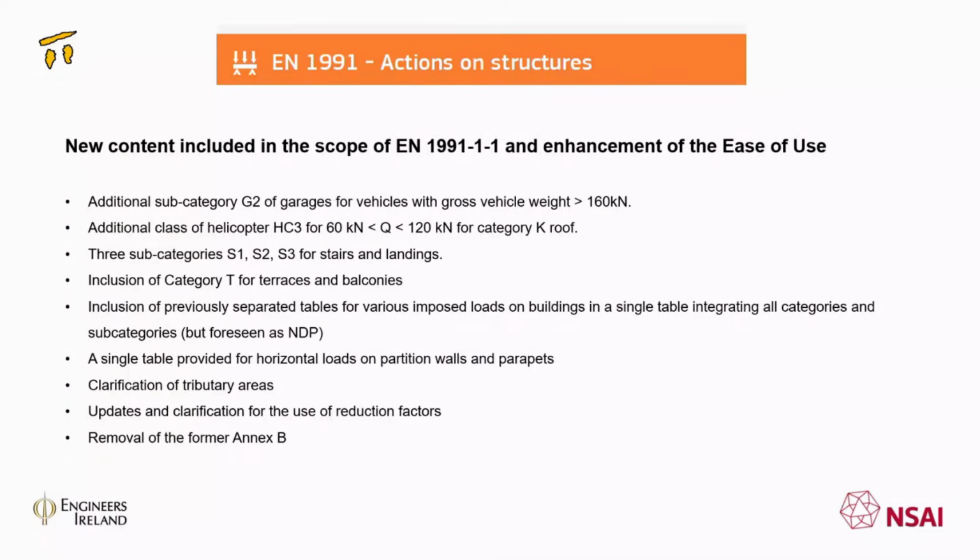So as I said earlier, there had been two tables dealing with imposed loads in buildings, but these have been amalgamated to one, which will be a nationally determined parameter, and which a subcommittee of our own is going through those particular values at this stage to come up with a recommended value for the Irish National Annex. Also for horizontal loads and partitions, walls and parapets. Some more clarification on tributary areas and the use of the reduction factors was mentioned before.